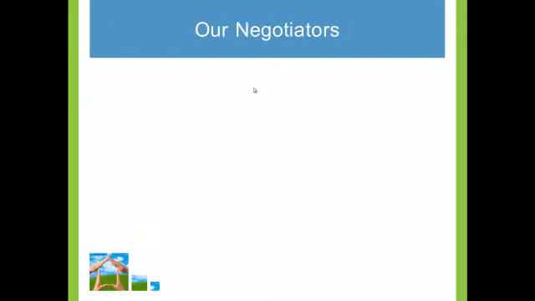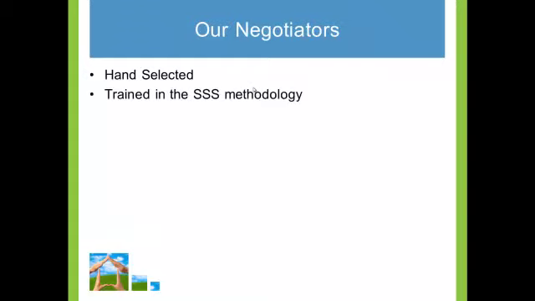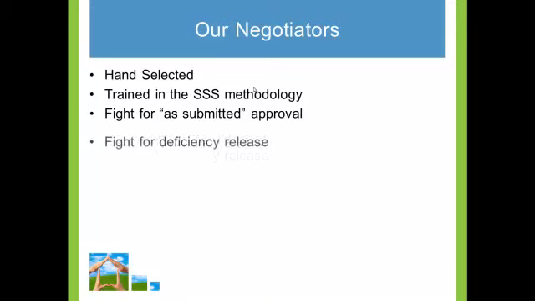Let's talk a little bit about our negotiators. I have to say we're very proud of them. They're hand-selected, trained in the SSS methodology. Fight for an as-submitted approval. If you submitted at $250, that's exactly where we want to get it approved. We fight for deficiency release on first and second mortgages.